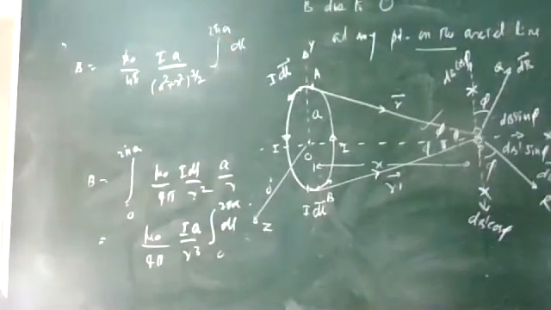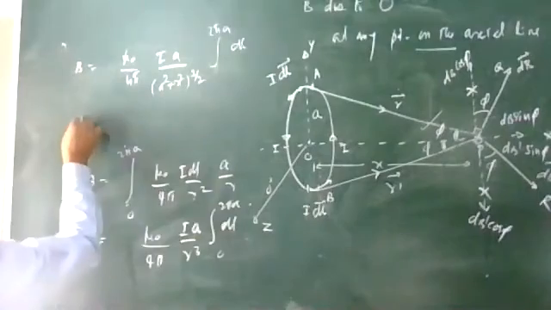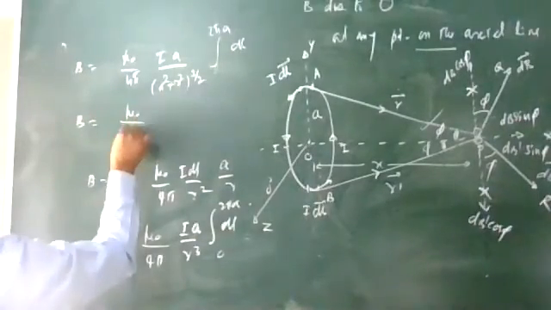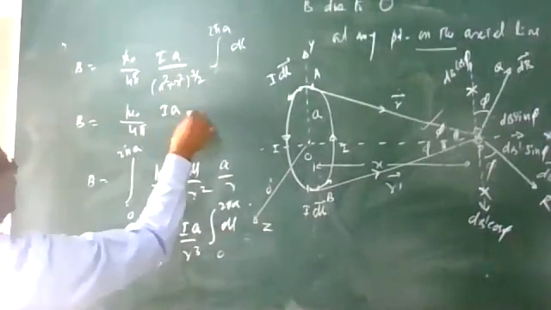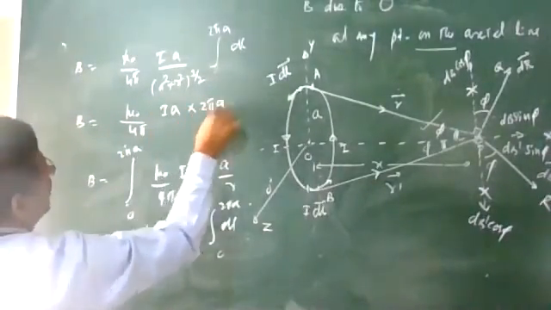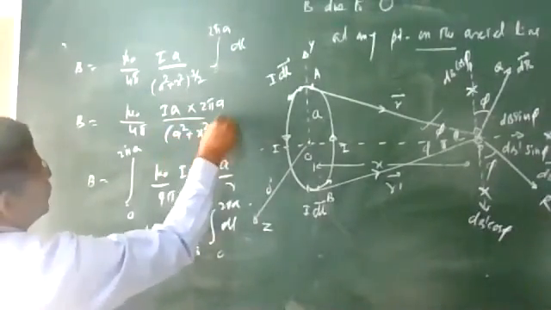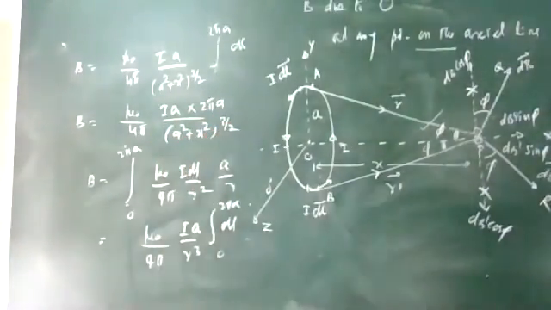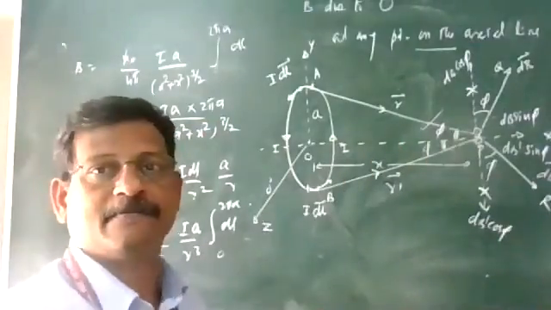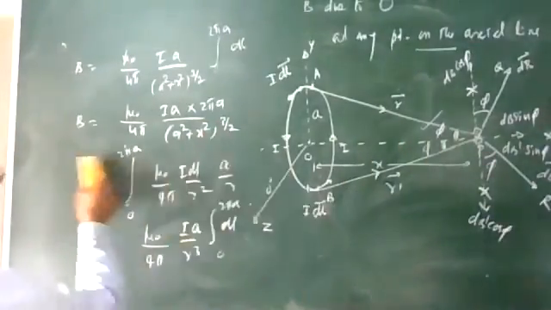What is integral dl? L within the limit 0 to 2 pi a. So the answer is B equal to mu naught by 4 pi, I a times 2 pi a divided by a square plus x square to the power 3 by 2. What is the direction of this magnetic field? The direction of this magnetic field is along PX.